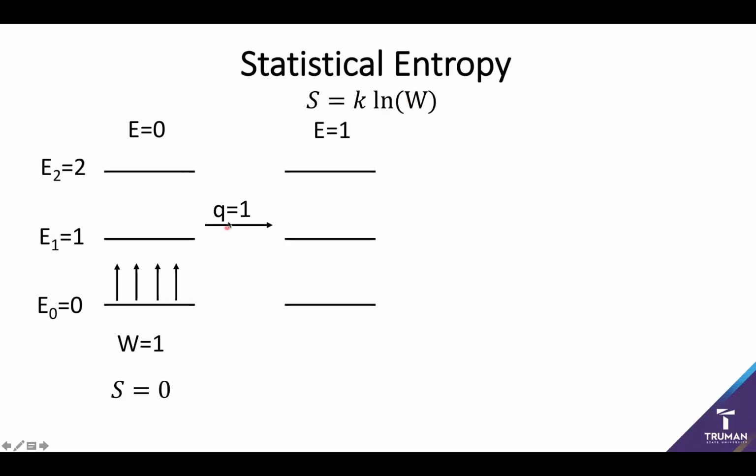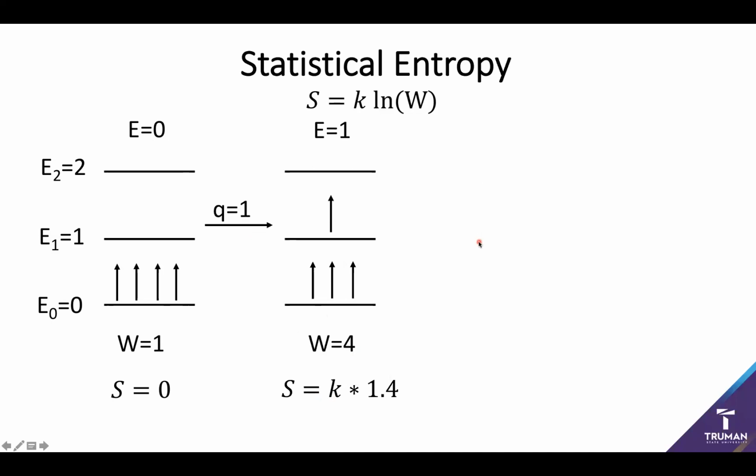Now let's see what happens if I add in 1 unit of energy. So now my energy goes up to 1, and I'm able to take 1 particle and move it up. Now here's the real trick. My microstates have now gone up to 4, because I've got 4 particles. One of them's up there, but I don't know which one. So I've got 4 different arrangements that will still give me 1 particle up high and 3 down low. So my microstates went up to 4, and my entropy is now Boltzmann's constant times 1.4.